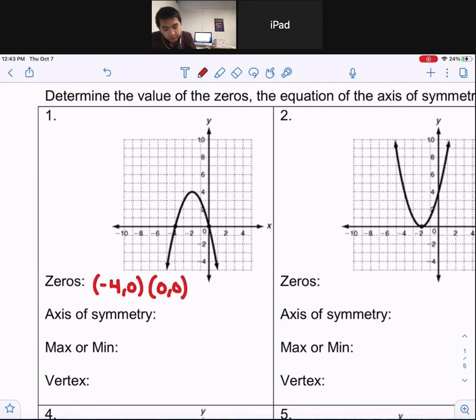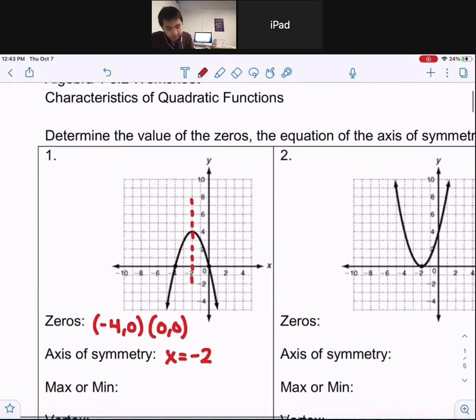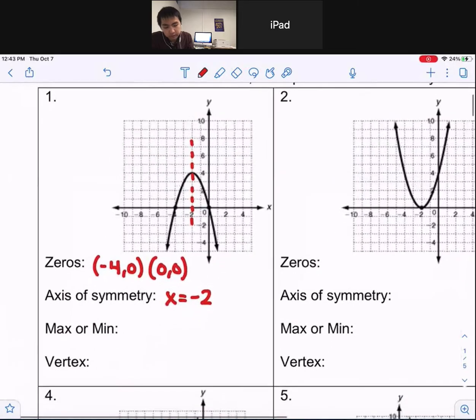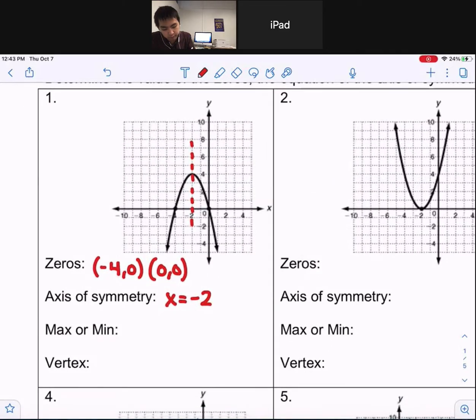What is the axis of symmetry? If you take a look, this is where the axis of symmetry is, where it splits the graph in half. So that's at x equals -2. Remember, the axis of symmetry needs to be an equation, so x equals -2. Is this a maximum or a minimum? This graph is a maximum because right there is the highest point, a peak. And what is the vertex? The vertex is right here, this coordinate, located at -2, 4. So there's number 1.